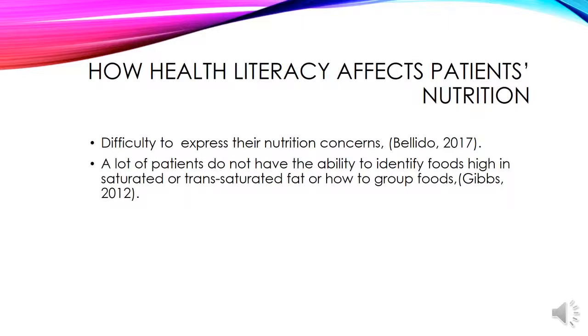So let me first of all talk about an example of how health literacy can affect patients' nutrition. Patients with low health literacy have difficulty expressing their nutrition concerns. Another thing is that a lot of patients do not have the ability to identify foods high in saturated fat, or how to group the foods. So that is how health illiteracy affects patients' outcomes. They end up getting a lot of diseases which affect them, and they might even end up dead.